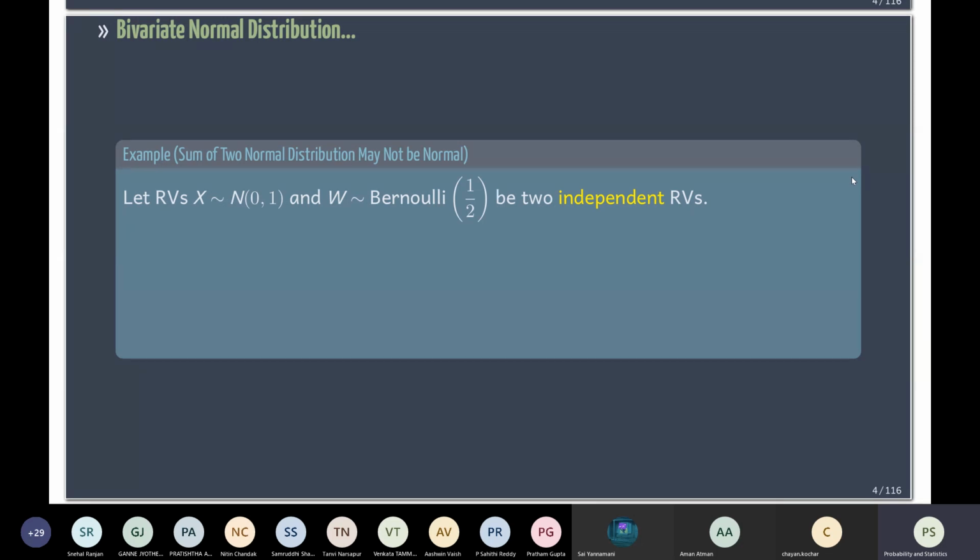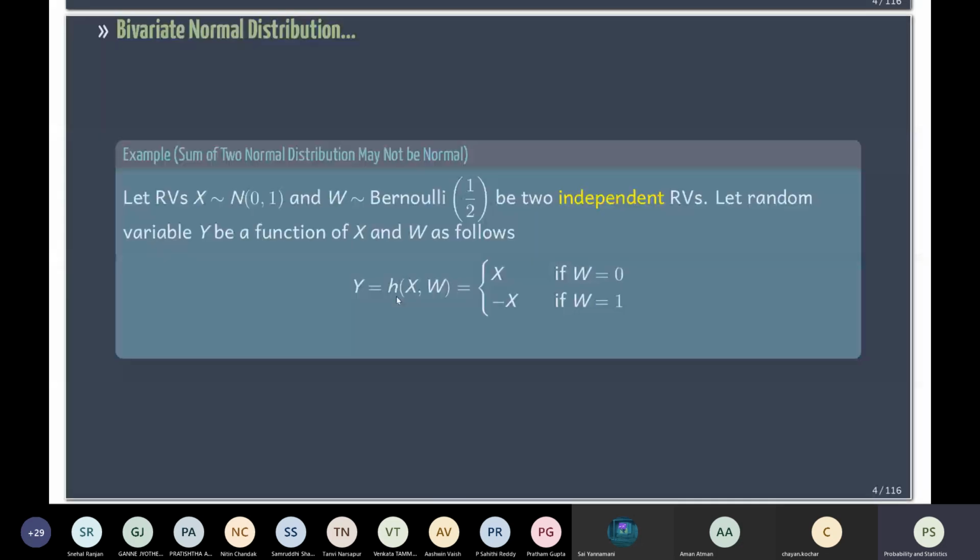So let us consider two random variables, X and W. X is normally distributed, obviously standard normal with mean 0 and variance 1, and W is Bernoulli with probability half, and the two are independent random variables. And let the random variable Y be a function of X and W as follows. So let us define a function Y of X and W, where X is normal and W is Bernoulli, and it's defined in this way.